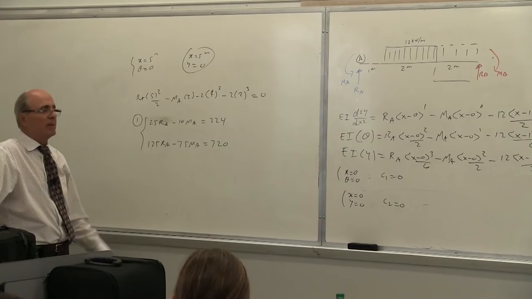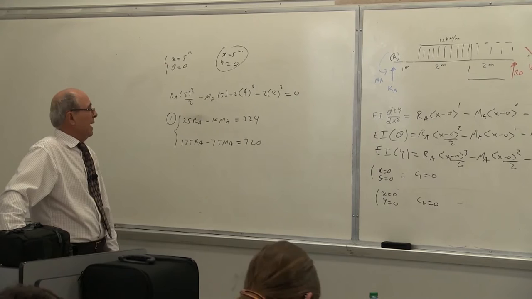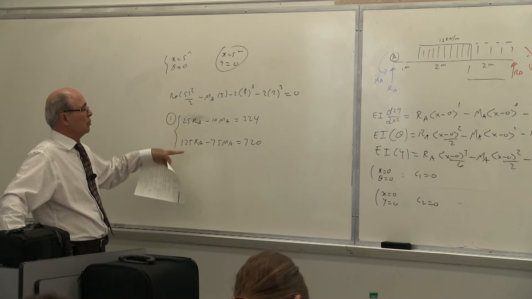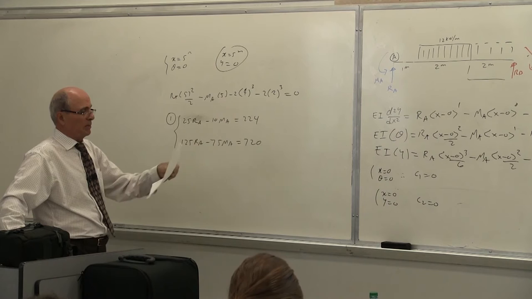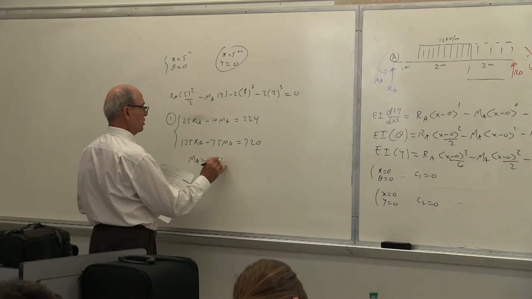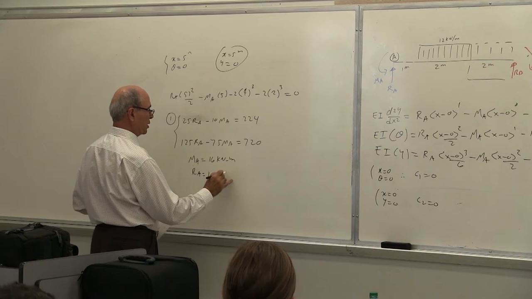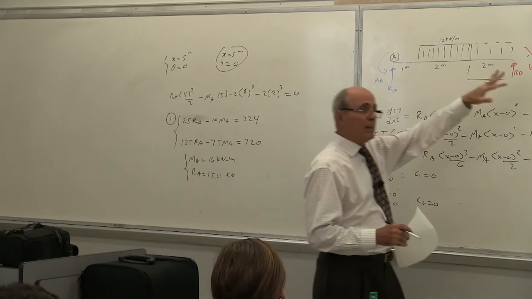Never divide by 6 or 3 because you get all decimal points. Is that correct or not? As you see, all I have to do is multiply this by 5. Is that correct or not? And then subtract these two together. This becomes 50, and then subtract it, then 75 minus, becomes minus 2. It becomes really simple. So if you calculate that, Ma becomes equal to 16 kilonewton meter, and Ra becomes equal to 15.4 kilonewton. And then, in order to calculate Rb and Mb, what should I do?